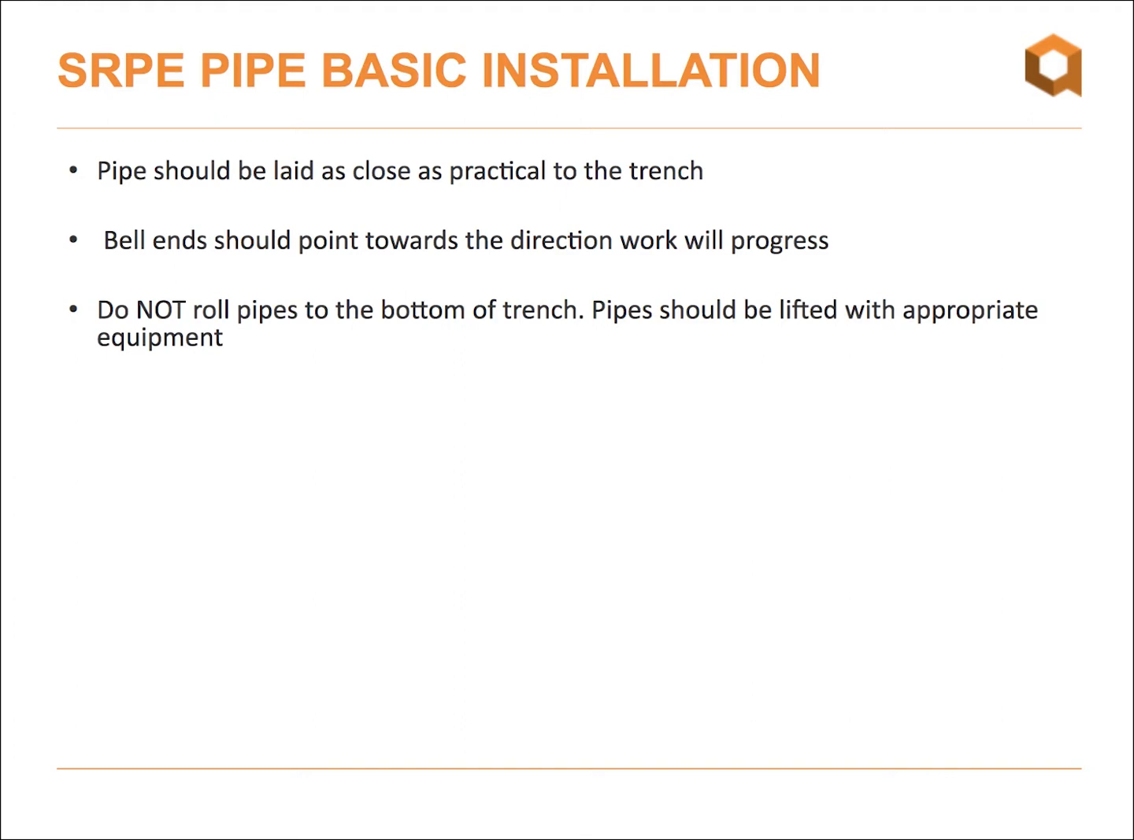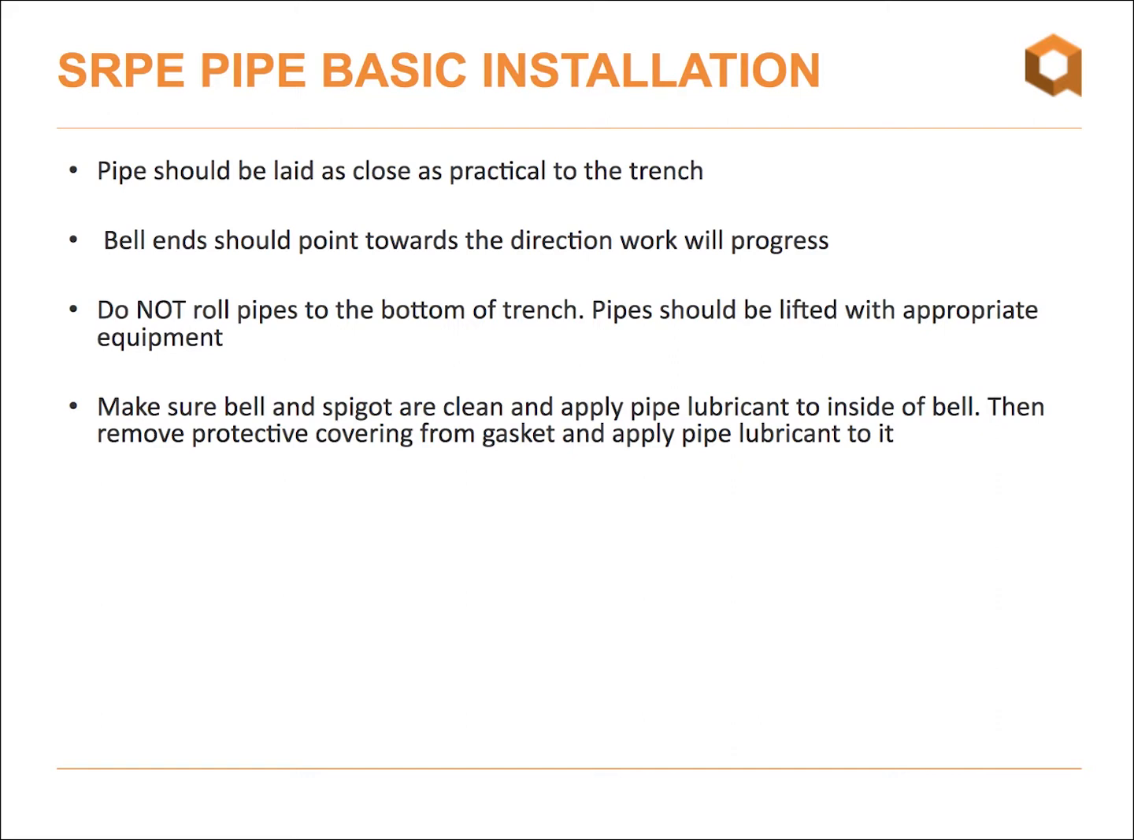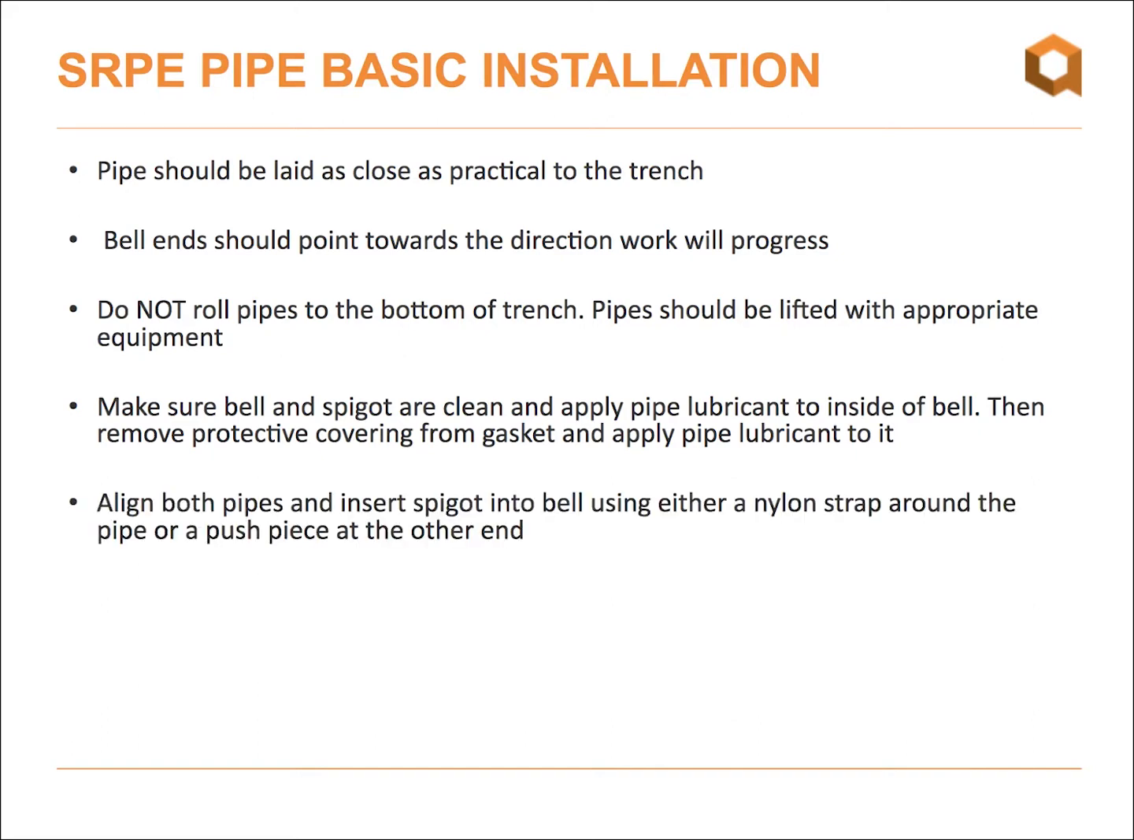Make sure that the bell and the spigot are clean. Remove the protective covering from the spigot, and the pipe lubricant should be applied to the inside of the bell and some on the spigot end. And then once both ends of the pipes are properly prepared, you align both pipes at the bottom of the trench and you insert the spigot into the bell end using either a nylon strap around the pipe that is about to be inserted or a push piece that we can supply in the bell at the other end of the pipe that you're about to insert. Using a push piece will also help prevent potential damage to the bell of this new pipe that you're pushing in.